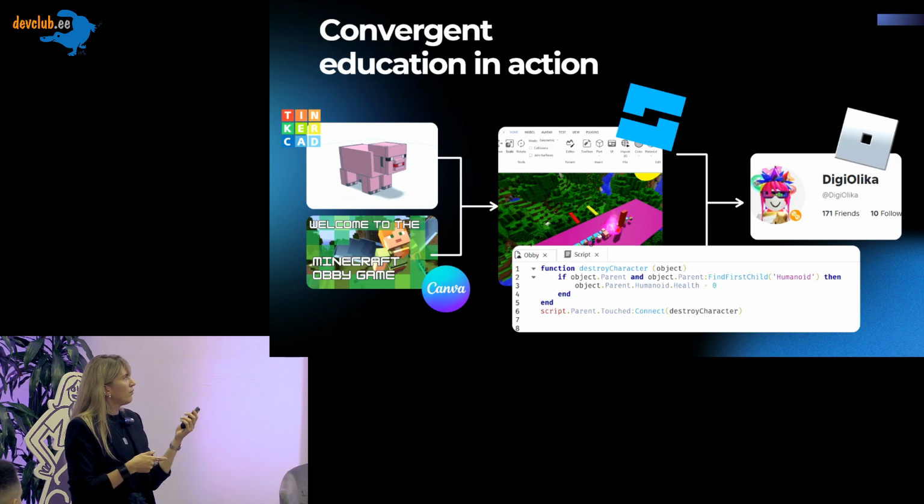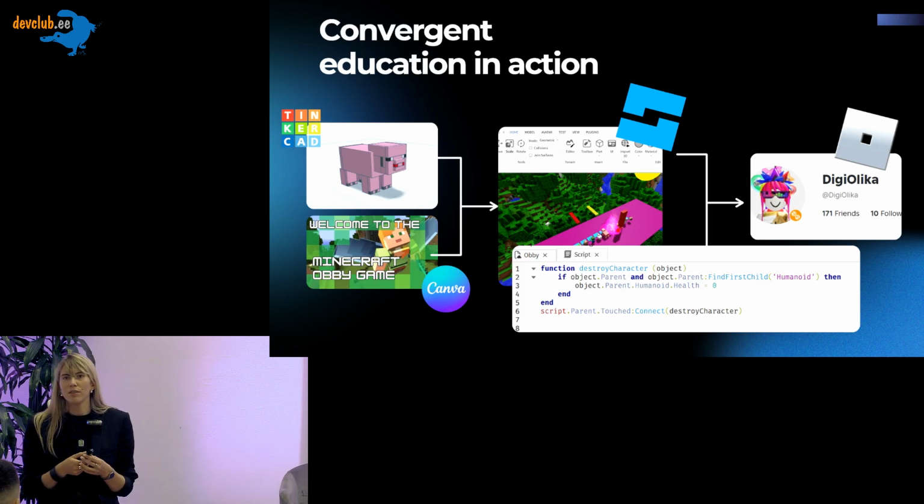For example, we make a 3D model, save it, import it to Roblox Studio as an asset, and at the same time we design some poster for our game, or maybe some game elements. Then they build their own game using programming, save it, and publish it to Roblox.